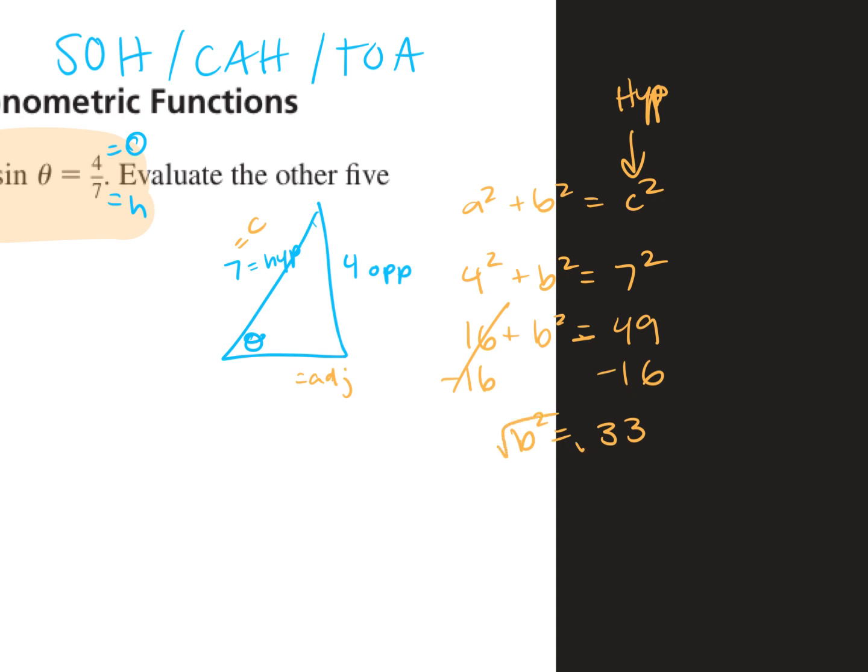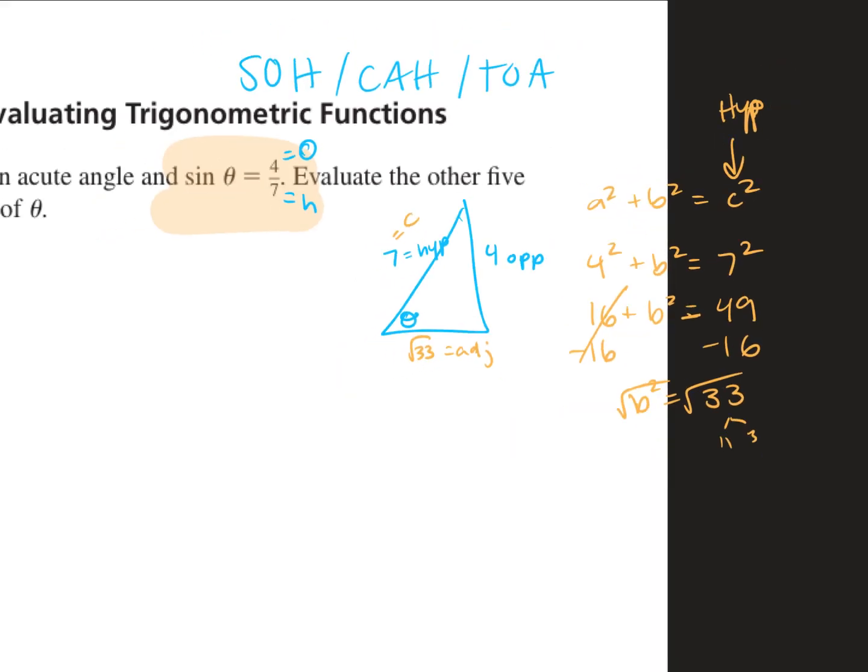So what is just b? Square root of 33. Let's see if we can simplify. What are 2 factors of 33? 11 and 3. Can I break down 11 anymore? Can I break down 3 anymore? Do I have any pairs? No. So just square root 33. Okay.